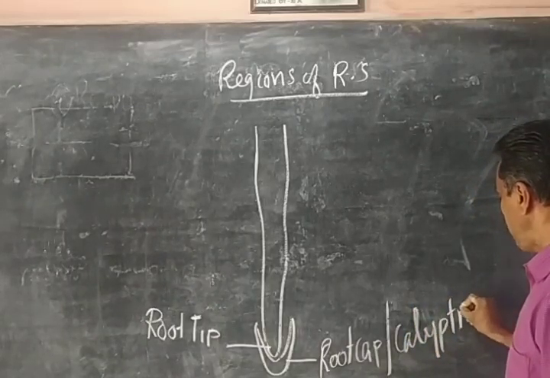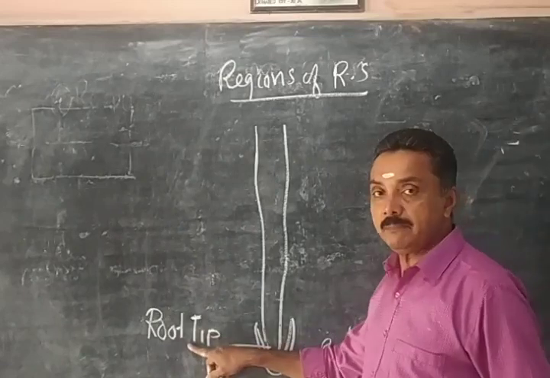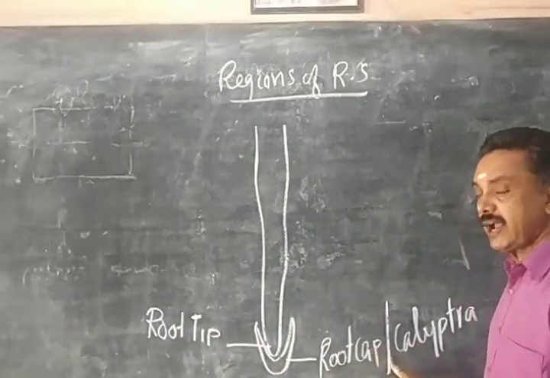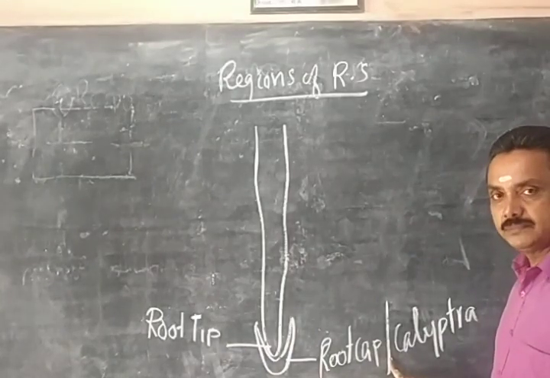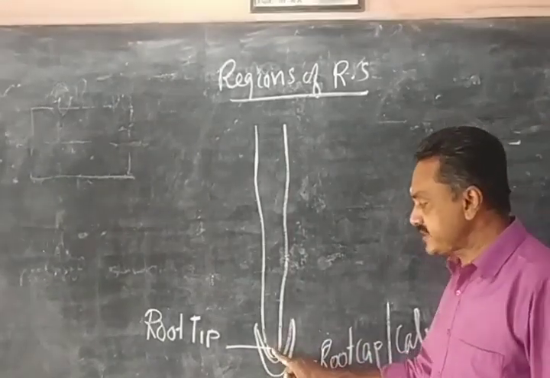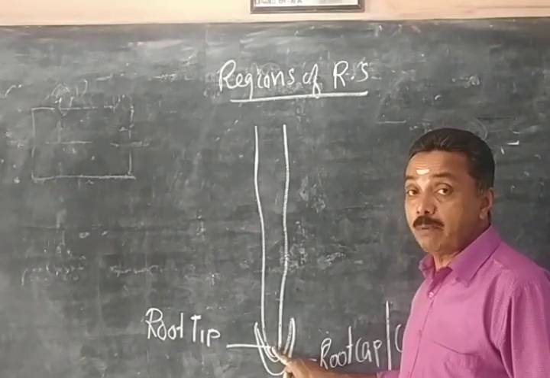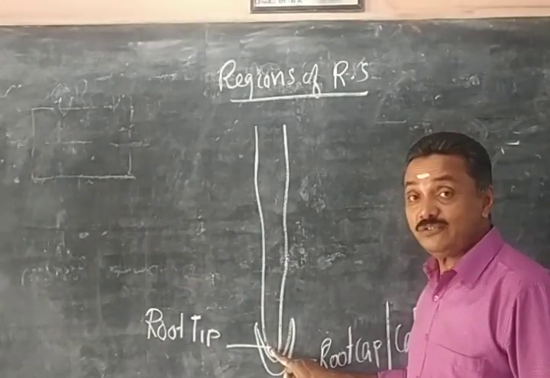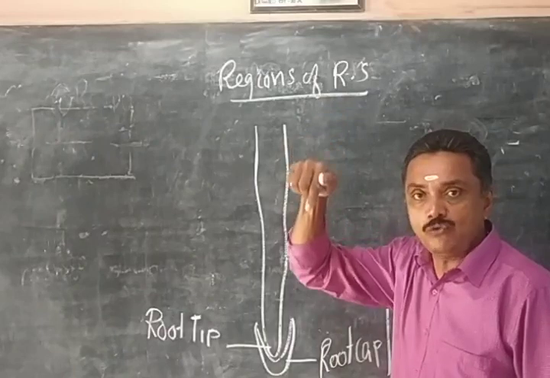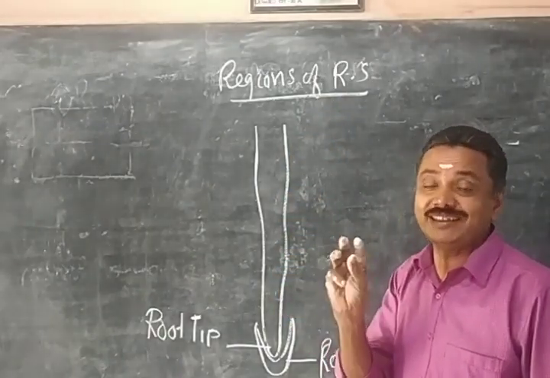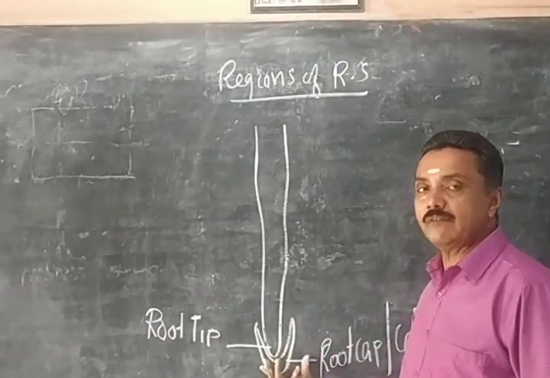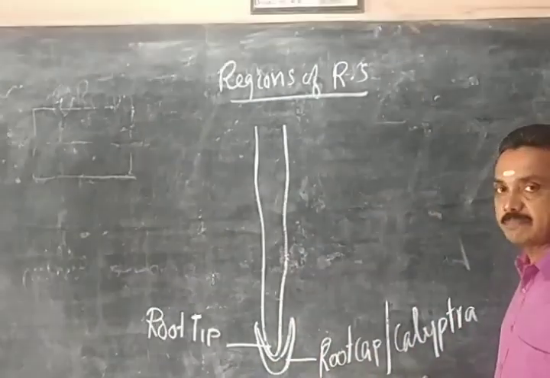See, the tip of the root is called the root tip. It is protected by a cap-like covering called a root cap or calyptra. The root tip is a soft region. It is the growing tip of the root system. It is very soft in appearance, growing downwards between the soil particles. So the tip of the root is a very soft region, protected by a cap-like covering called root cap or calyptra.